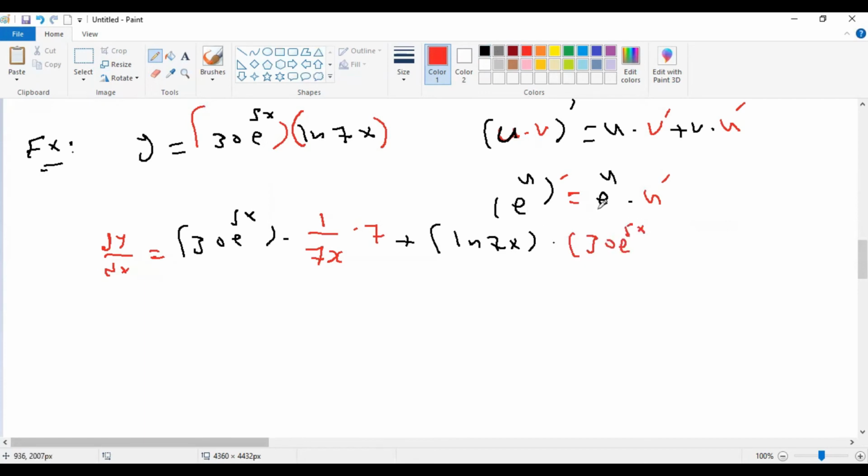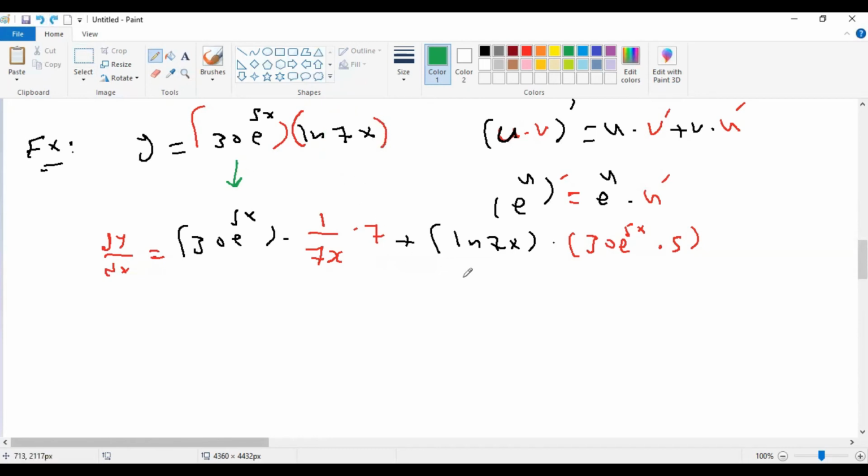E, you have to write it, times the derivative of the power. What is the derivative of the power 5x? Is 5. Again now, the first, see the rule. The first, write it, copy paste, 30e^(5x), times the derivative of the second, ln u, 1 over u, times the derivative of 7x, which is 7.